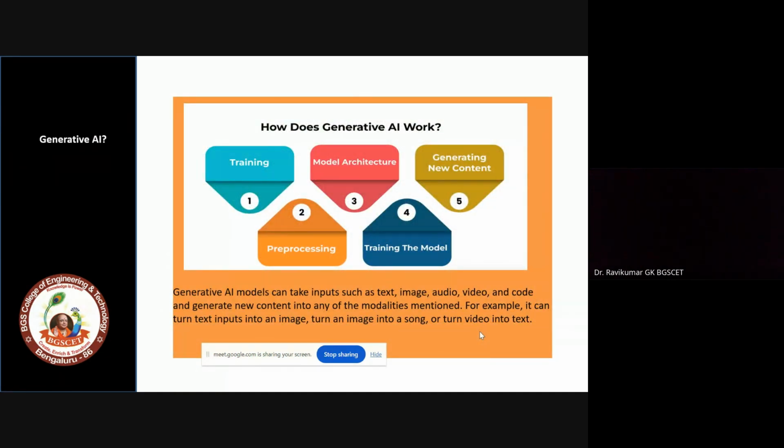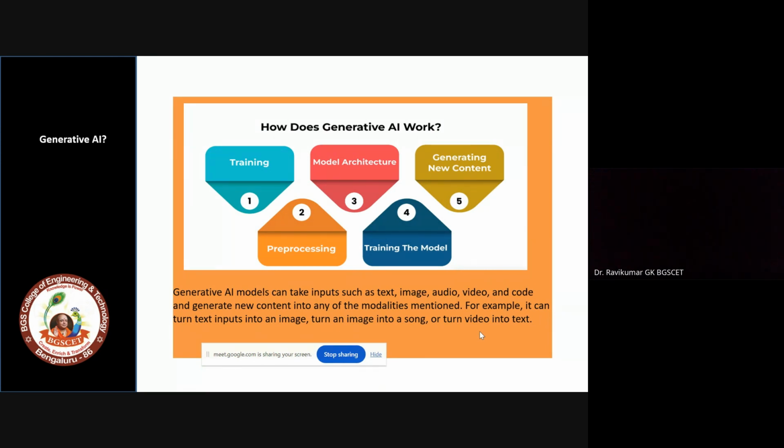How does generative AI work? We all know the artificial intelligence definition, how it will mimic the system, make the system work like human intelligence and all those things. So I will quote one example of artificial intelligence here. I request all the professors and teachers to quote the same example in the class when the students ask in the first class for AI.